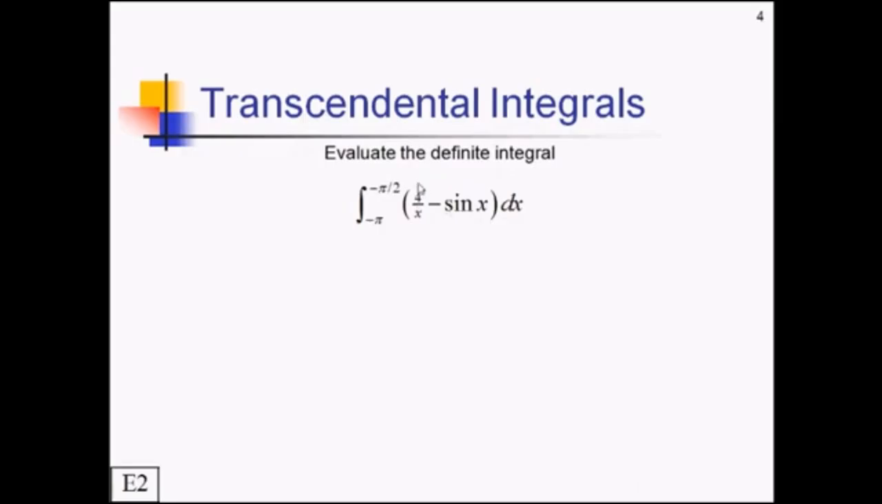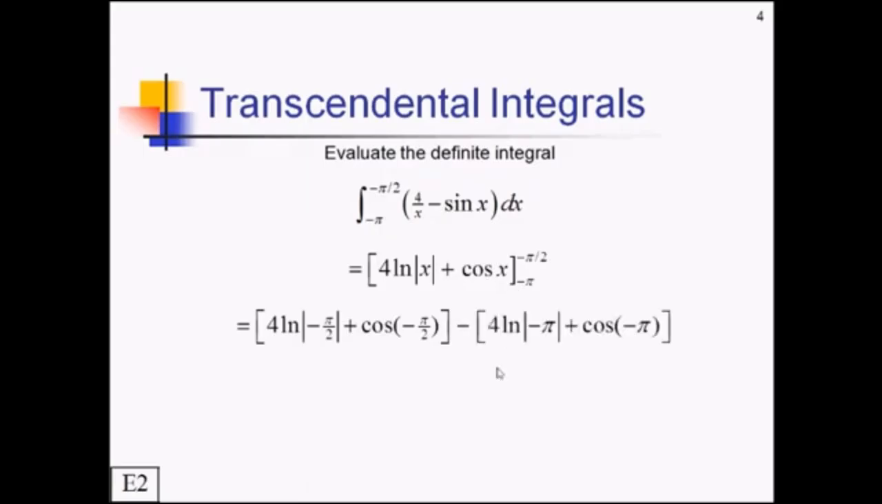All right, so for something over x, that's ln is the antiderivative. So this is 4 times the natural log of the absolute value of x. And now negative sine of x, antiderivative of that's going to be positive cosine of x. And we're going from negative pi to negative pi over 2. So I've got all this stuff with negative pi over 2 plugged in, minus all this stuff with negative pi plugged in.